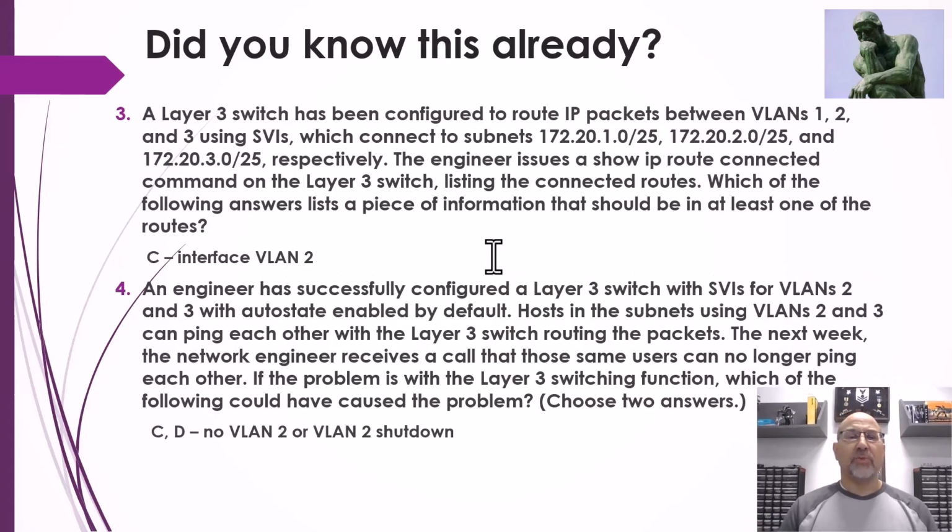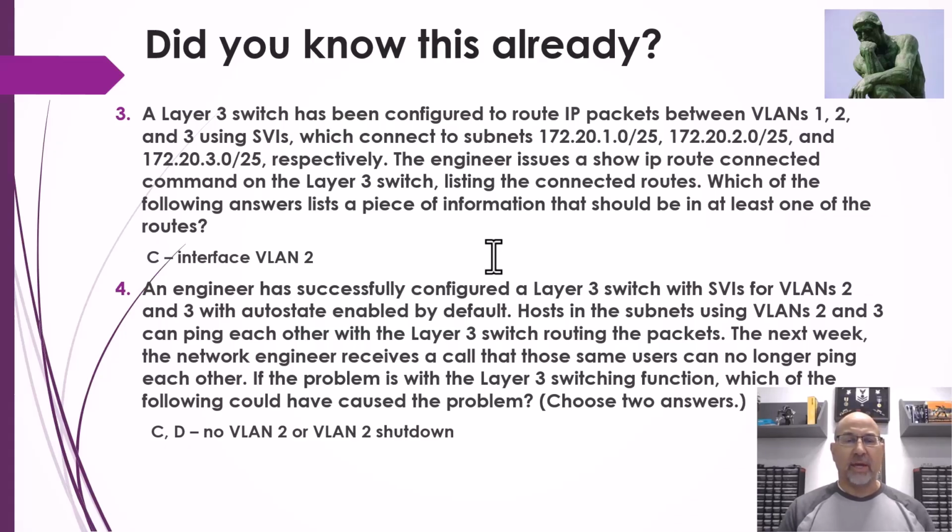Question number 3, a layer 3 switch has been configured to route IP packets between VLANs 1, 2, and 3 using switch virtual interfaces. So this is the multilayer switch configuration. And then we've got some subnets here, the 1, the 2, and the 3 net respectively, /25, that's the key. That was one of the answers in there to trick you into using the wrong subnet. The engineer issues a show ip route connected command on the layer 3 switch consisting of connected routes. All right, so there's going to be 3 of them.